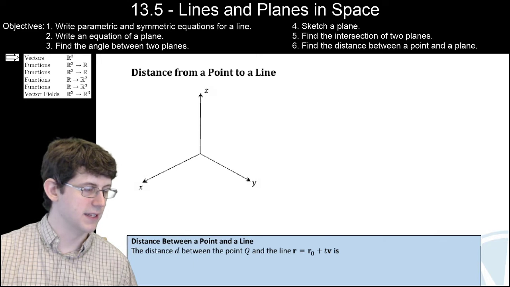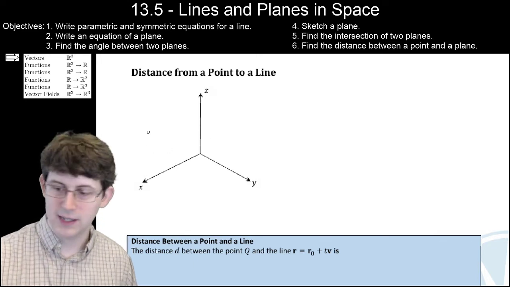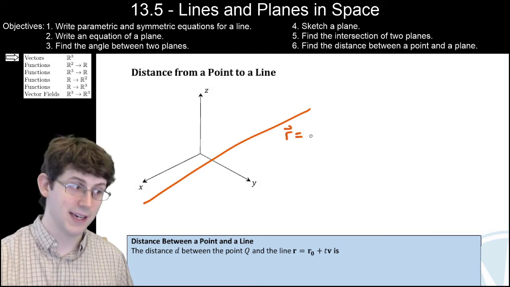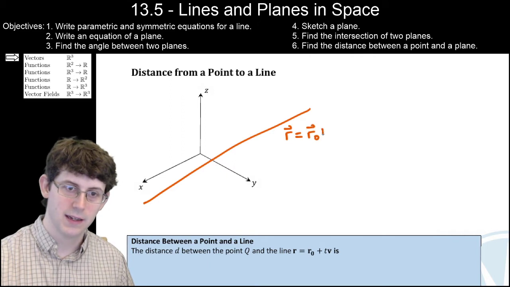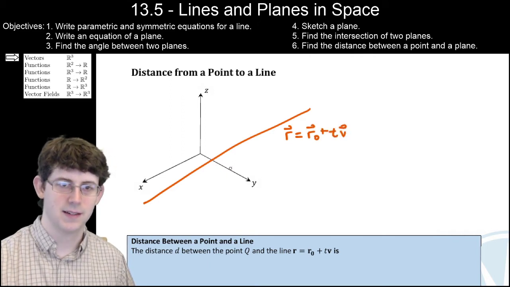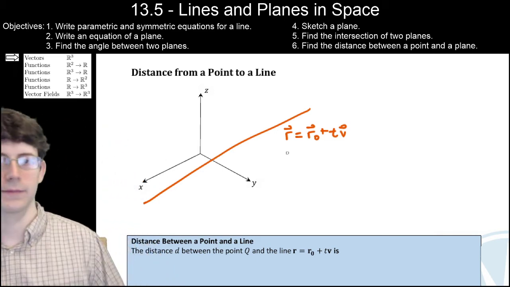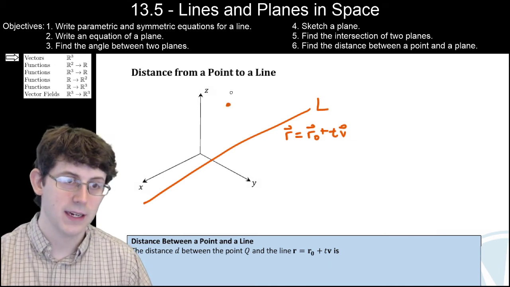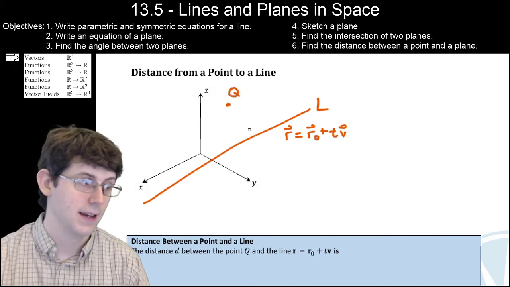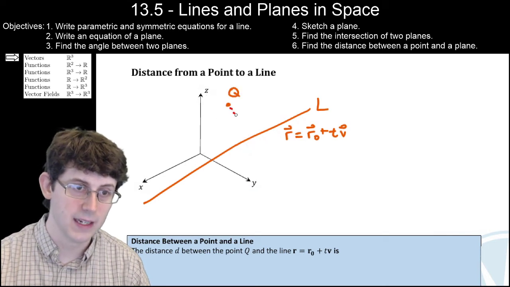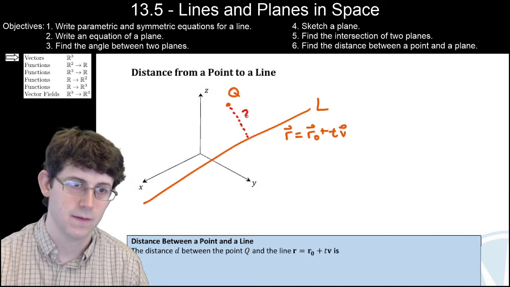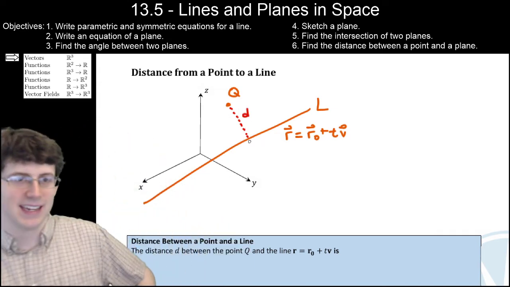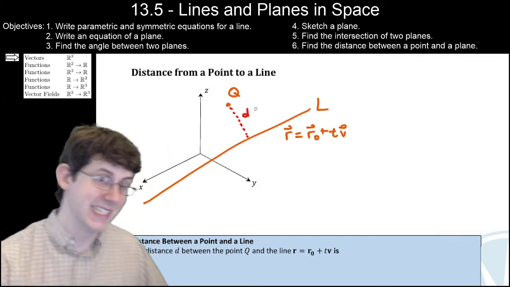Okay, let's find the distance between a point and a line. So let's say you have a line somewhere in space. This will be the line. And we'll say that it's given in vector form, so it's got some starting point plus a parameter times a direction. We'll call this the line L. And then we'll say you have another point, Q, that's not on the line. And the question is, how far is it from the point to the line? I called it question mark. You're not like children. I can give it a name. Okay, so we'll say the distance from the point to the line is d, and I want to find d.